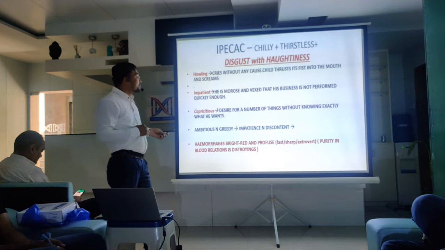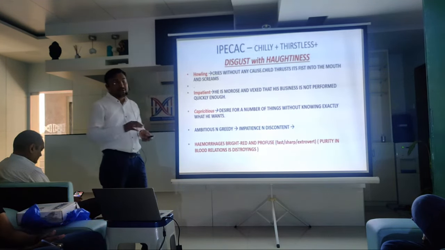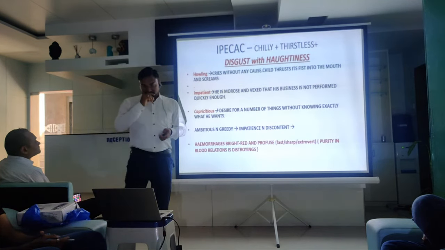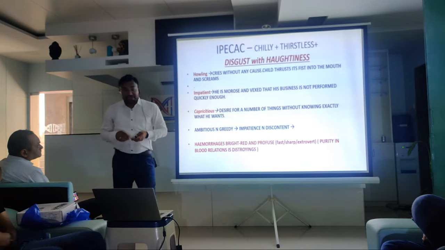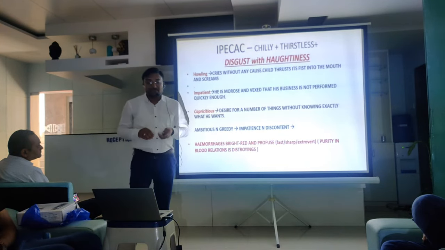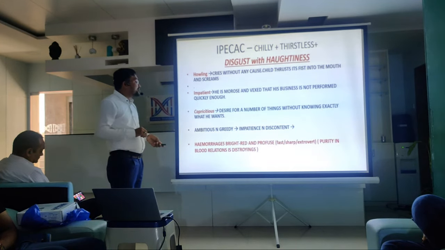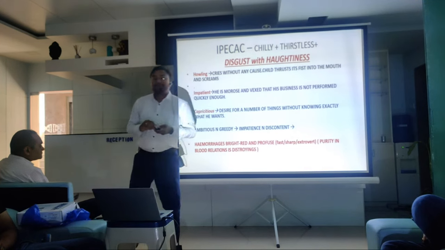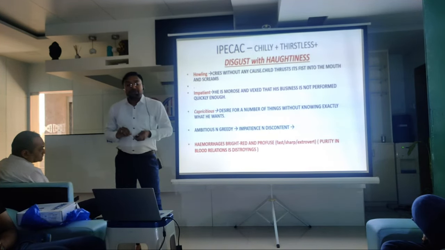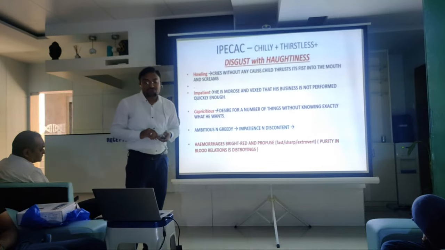You can also think of Ipecac as a dispositional trait, right? This helps in differentiation, especially in chronic cases. This is one of the points where we can differentiate the case. Hemorrhage, bright red and profuse. Bleeder, right? So hemorrhage which is acute, bright red and profuse.